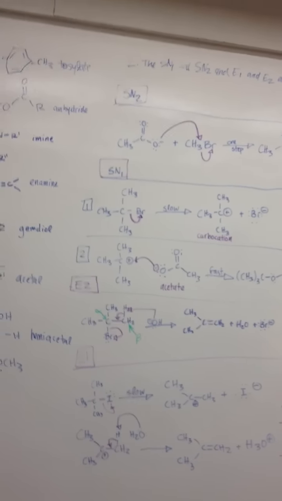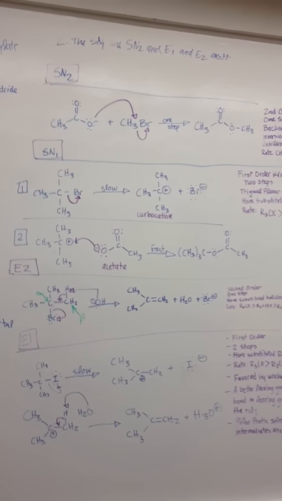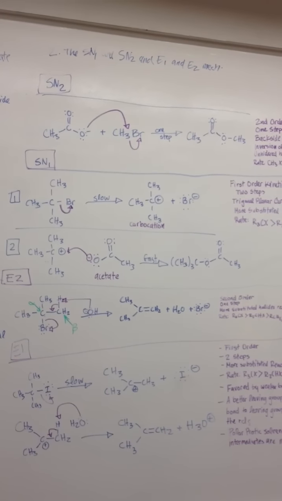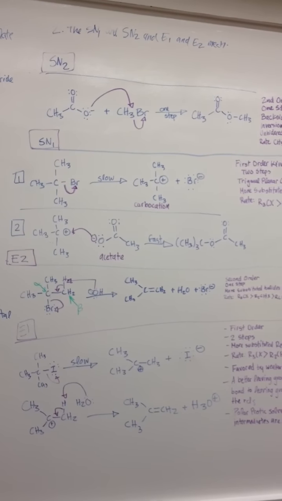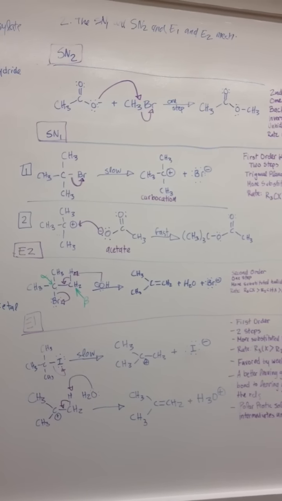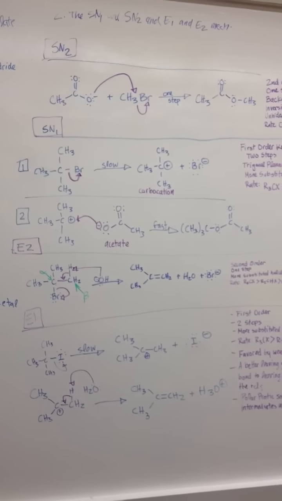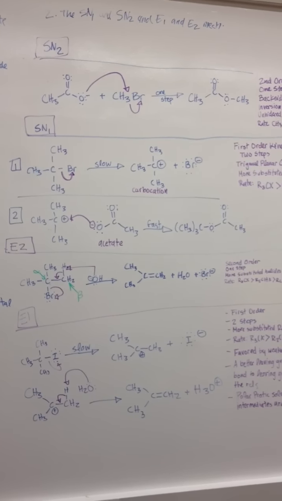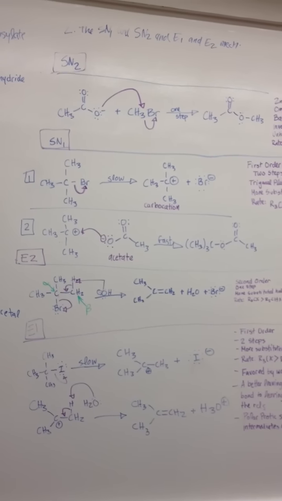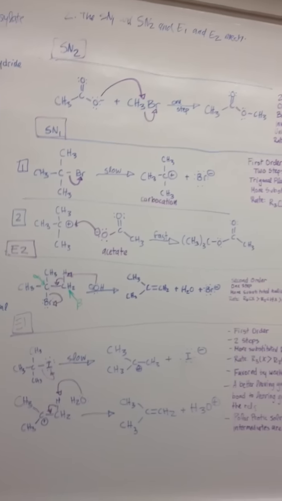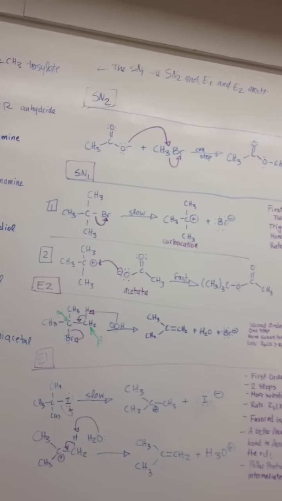Now SN1 is a 2-step substitution mechanism, where first you have the loss of the leaving group in the rate determining step, which is slow, and you form a carbocation. At this point, you can have rearrangements to form a more stable carbocation, where you go from a first degree to a second or third degree. You then have the nucleophile come in and attack the carbon at the carbocation site, and then you have substitution. This follows first order kinetics, and you have a trigonal planar carbocation intermediate. The more substituted reaction happens fastest.